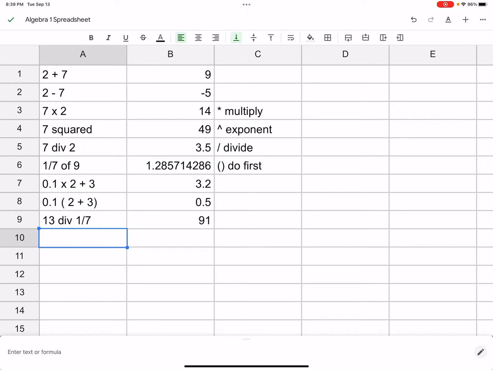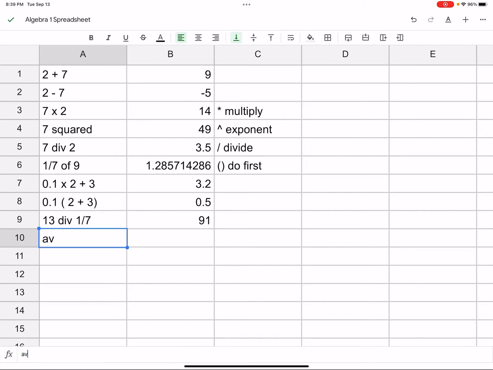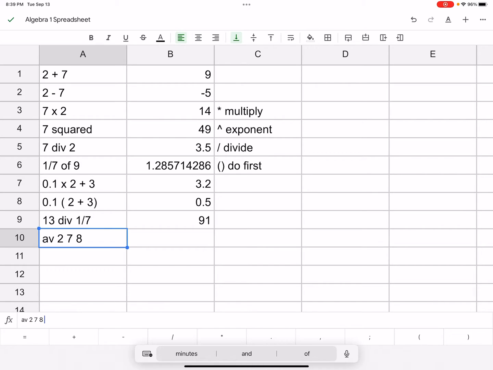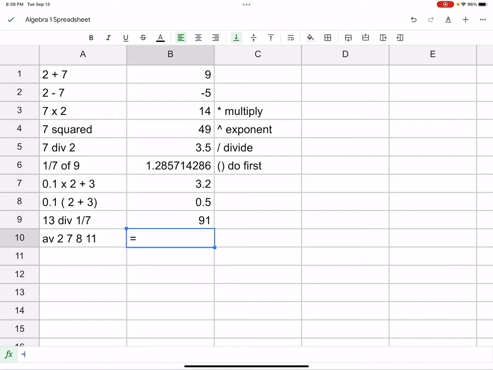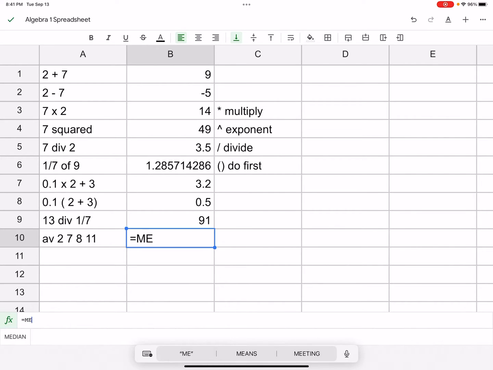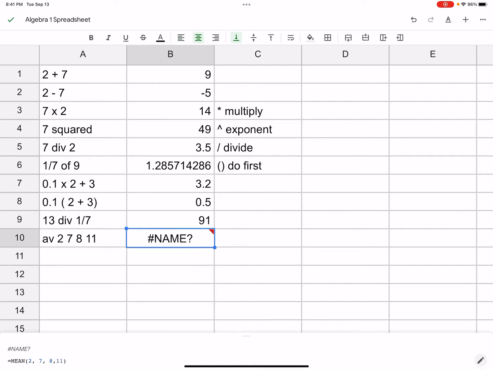And then finally, number 10 said the average of 2, 7, 8, and 11. To find the average, what's handy about the program here is we can type in the word mean. It knows it's the average. And just type in the numbers 2, 7, 8, 11. Now here we do use spaces, okay? Because we're spacing out the commas. Oops. That one didn't quite like that, did it?